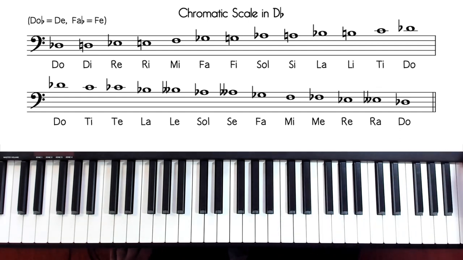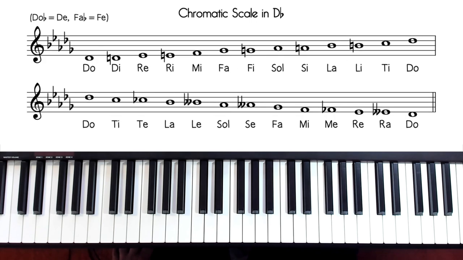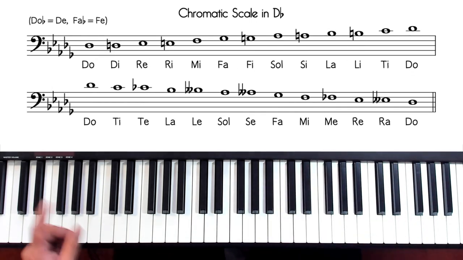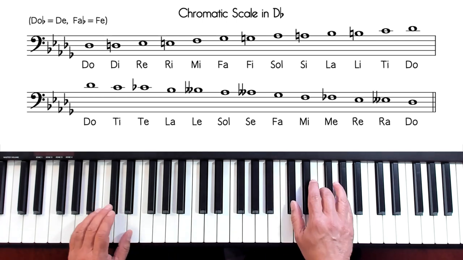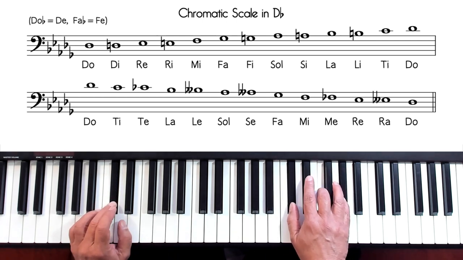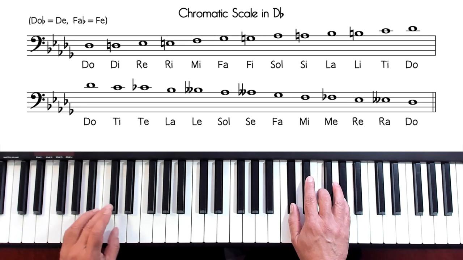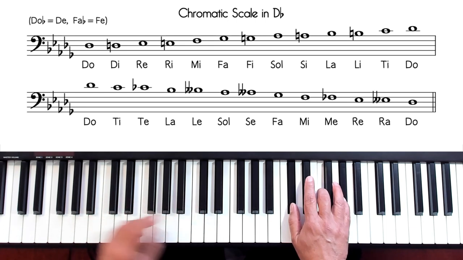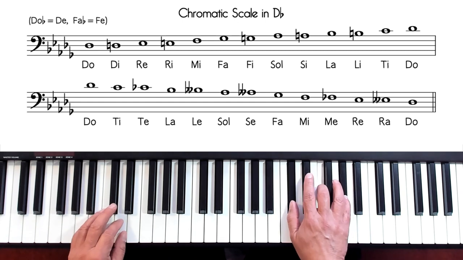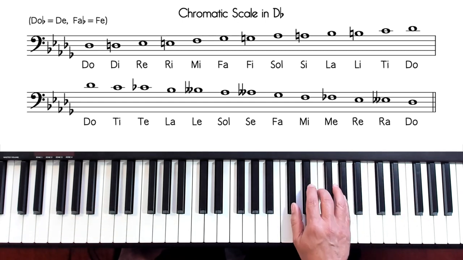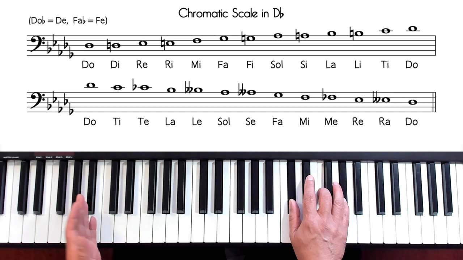Okay, and now we're going to take it to another level. We're going to use traditional key signatures. We have five flats for D flat. We're going to touch the keys of the keyboard, but we're not going to play, we're going to sing. And the only thing we're going to have is just a triad, just to ground us in D flat.